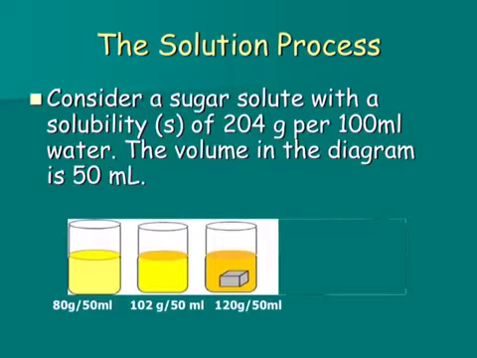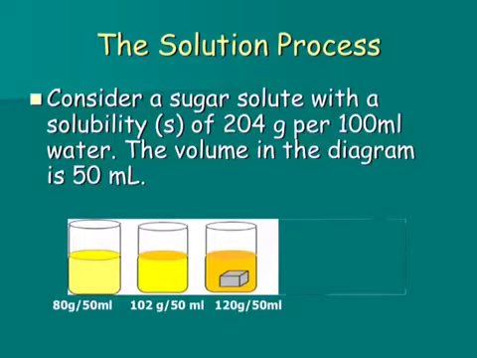sugar in them. The solubility of sugar is 204 grams per 100 milliliters of water. So this is at room temperature. So we can dissolve 204 grams, and that's the maximum amount that will dissolve. If you put in 205 grams, it can only dissolve 204. One's going to be left over and sink to the bottom.